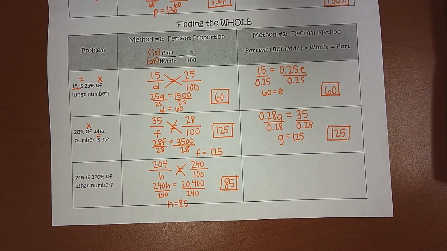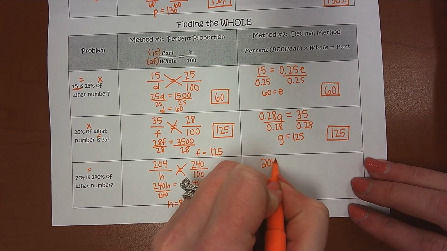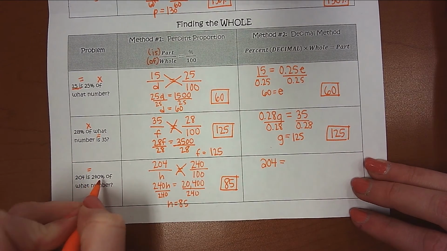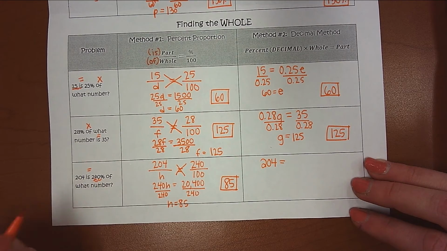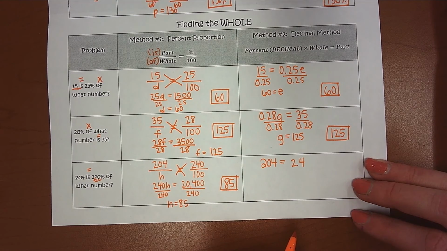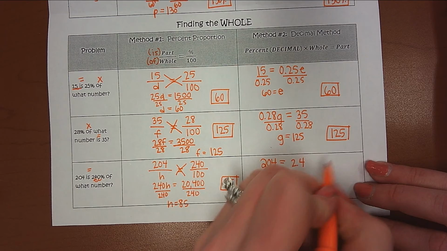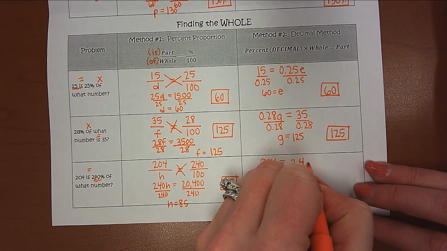And then let's do the decimal method. 204 is means equals, so 204 equals 240%. I'm going to take my decimal, move it 2 places to the left to make it a decimal. That's why we call it the decimal method. 2.4 times what number? We don't know, so let's use J.